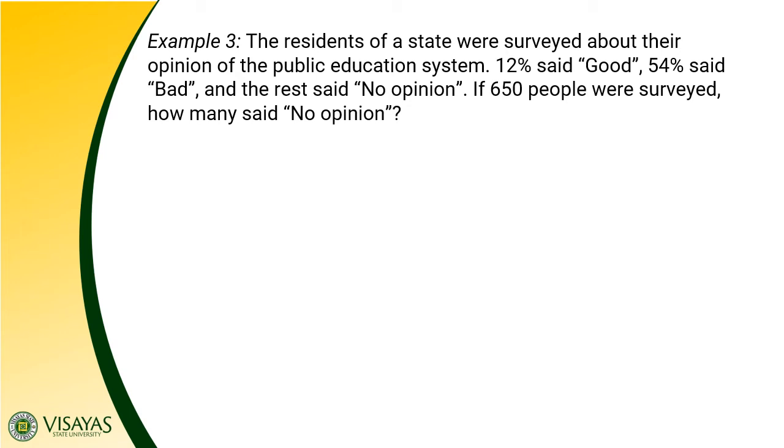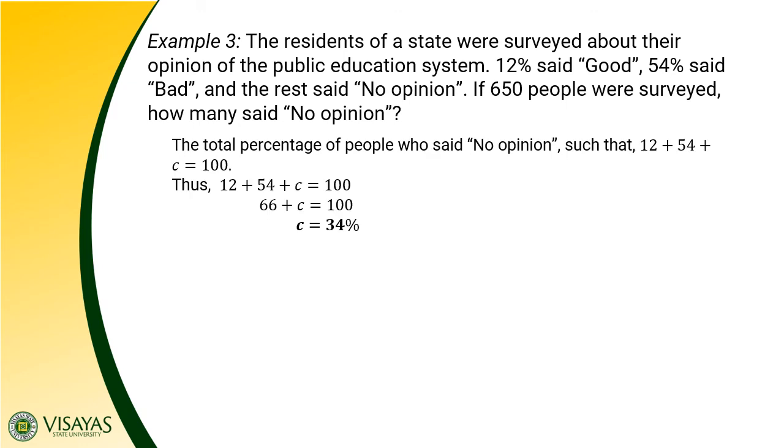And the very first thing that we are going to do here to solve this problem is we are going to find first the percent of people or the percentage of people who said no opinion before we get the number of people who said no opinion. And to do that, we have here 12 plus 54 plus C.